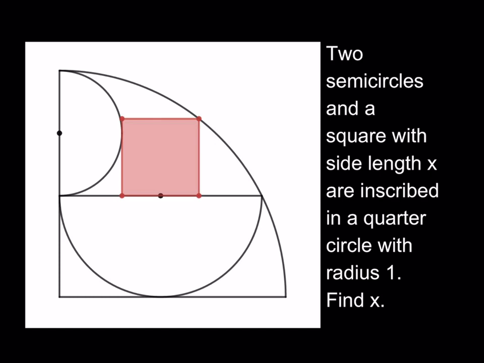Alright, let's get started. Two semicircles and a square with side length x are inscribed in a quarter circle with radius 1. Find x. That's all that's given, right? We do know that we have a quarter circle, its radius is 1, and that's it. And we do have a square, which has been shaded in this case. Okay, so let's go ahead and make some connections.